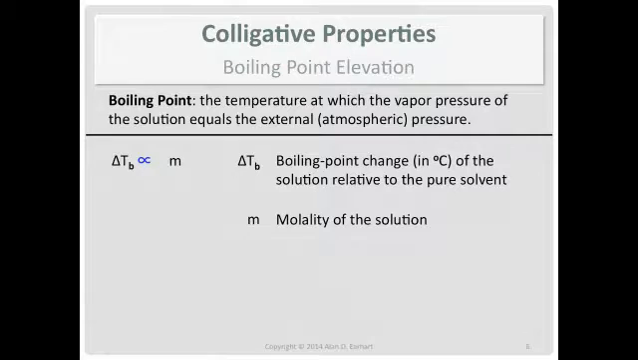Let's go back and look at the formula. Now, writing it this way, delta T is proportional to the concentration. It tells us that as the concentration goes up, the change in the boiling point increases. But it doesn't tell us how to calculate the change in the boiling point. So in math, if you want to take the proportional symbol out, you have to put in a constant of proportionality. And that's that K sub B.